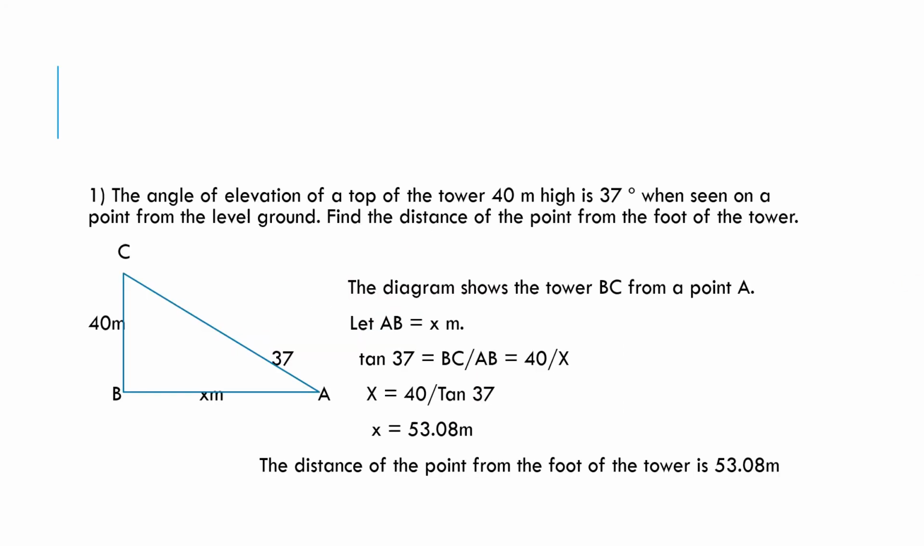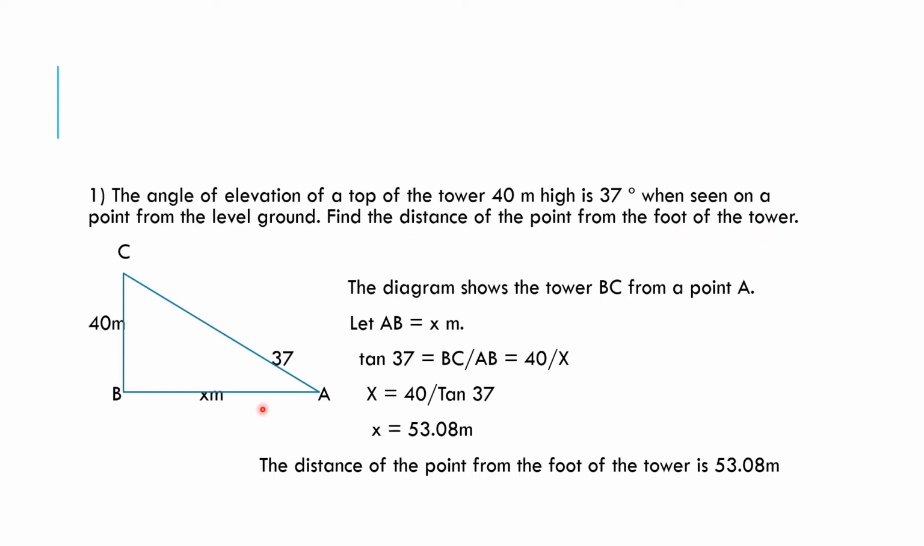Okay. Let's have a look at some of the questions. The angle of elevation of the top of a tower 40 meters high is 37 degrees when seen from a point on level ground. Find the distance of the point from the foot of the tower.